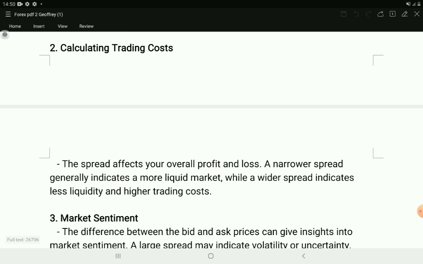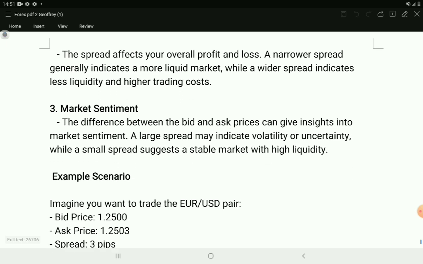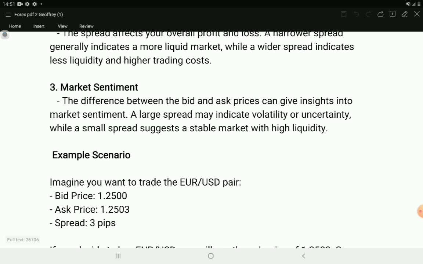Then, calculating trading cost. You'll be able to calculate what you're losing on a trade by knowing the amount of spread on the market, how much the broker is charging you. Number three is market sentiment. The difference between the bid price and the ask price gives you insight into the market, right? It will help you understand the market.